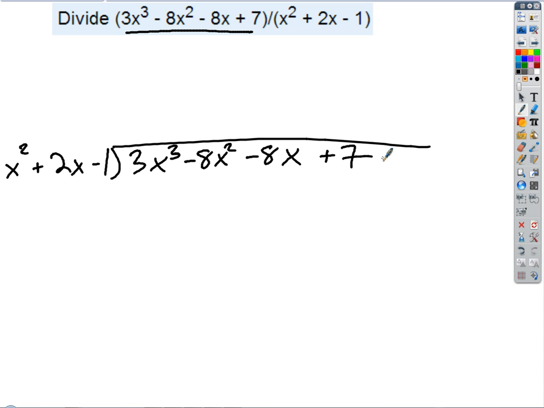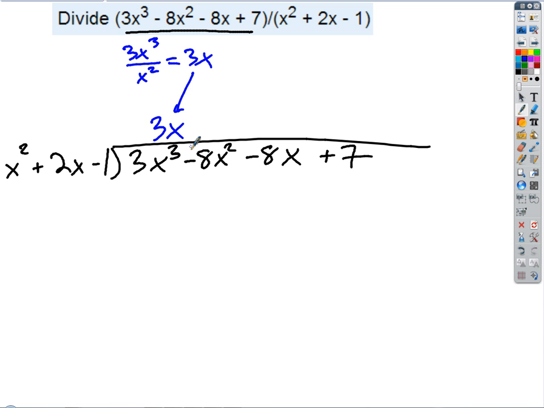Okay, so how do we start this off then? How do we do long polynomial division? Good. First term outside divided into first term inside, right? And so we just have to answer the question, what is 3x cubed divided by x squared? 3x. So 3x is the first part of our answer, right? That's the first term in our answer.